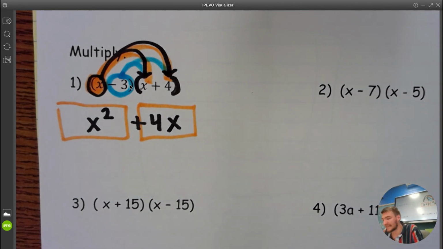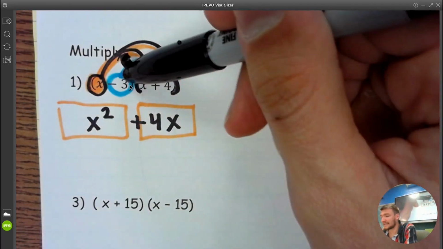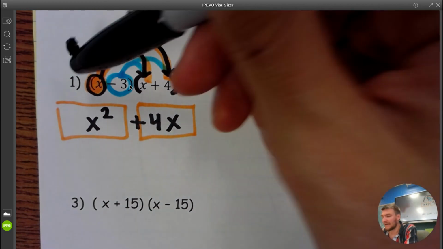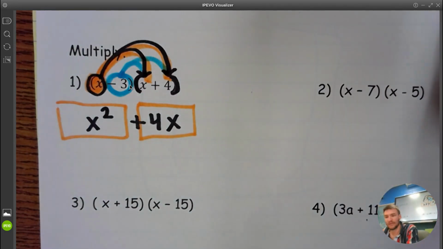This is why I was saying that mathematically foiling is pretty easy. X times x is x squared. We don't need a calculator for that. X times 4 is 4x. We don't need a calculator for that. And now we're going to move on and distribute the negative 3.